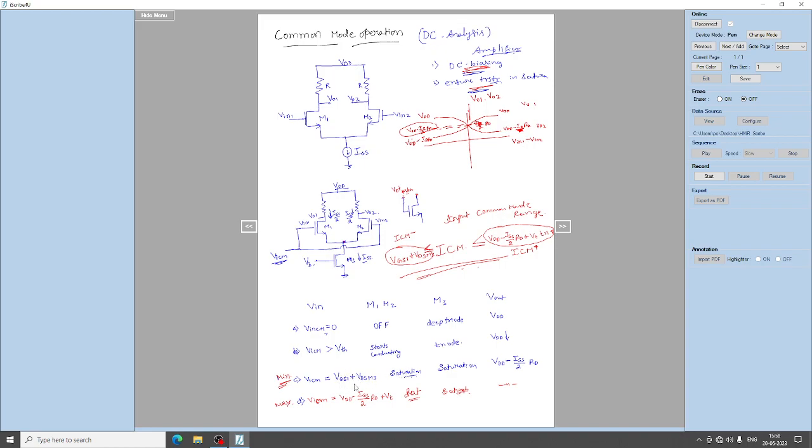This is the minimum input you can give for the transistor M1, or V in CM, which is common for both M1 and M2: VGS plus VDS of M3. This ensures that both M1 and M2 are in saturation region and M3 will be in saturation region, and the output is VDD minus ISS by 2 into RD.